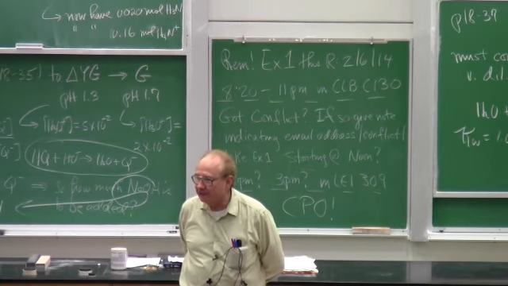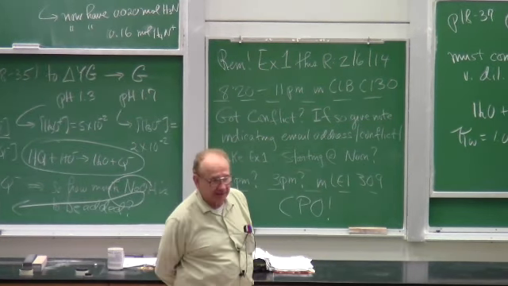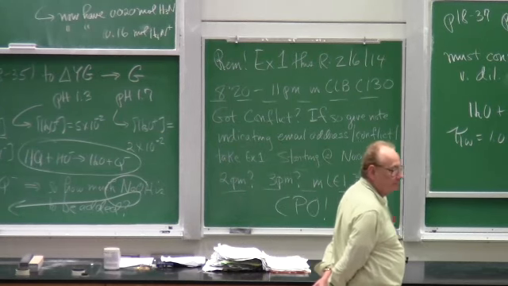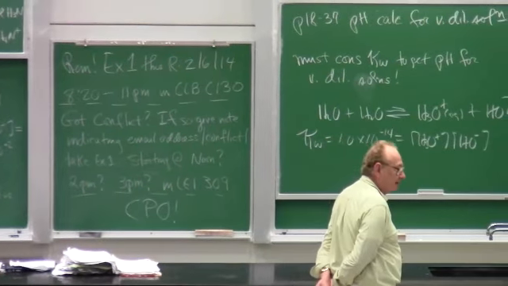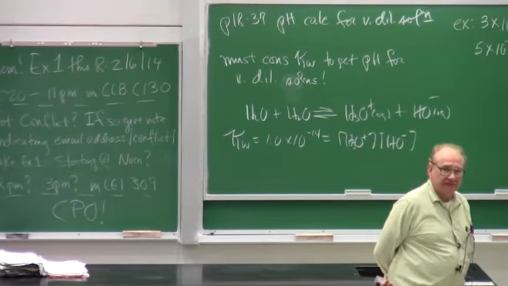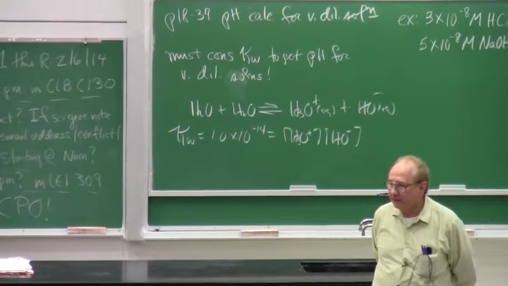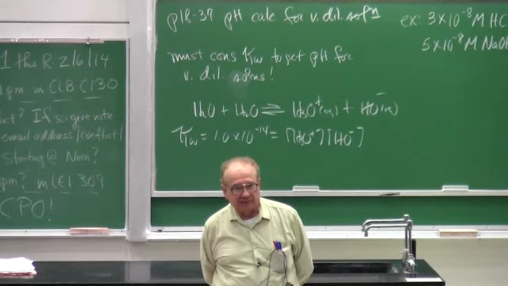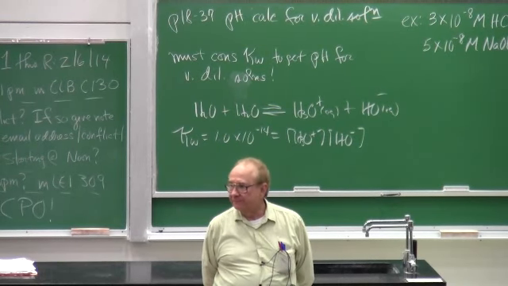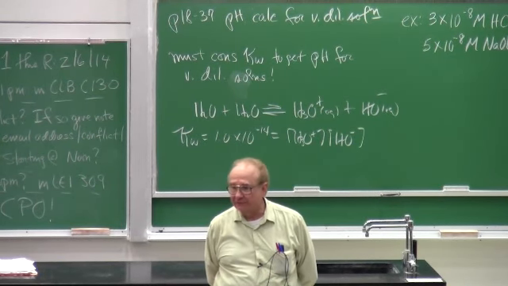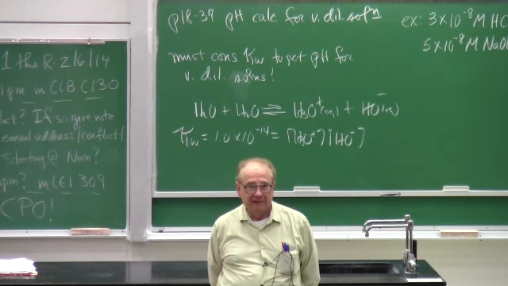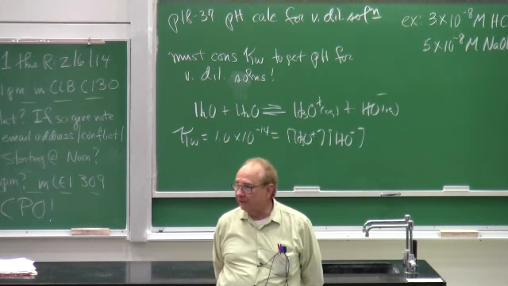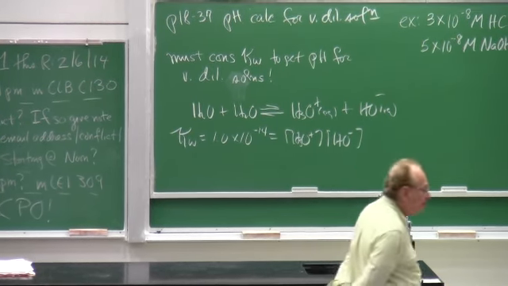So let's look at the 5 times 10 to the minus 8 molar hydroxide ion system. What do we have to realize? We have to realize in the 5 times 10 to the minus 8 molar sodium hydroxide solution, we have one source of hydronium ion, but two sources of hydroxide ion. Right? The single source of hydronium ion is the autoionization of water.